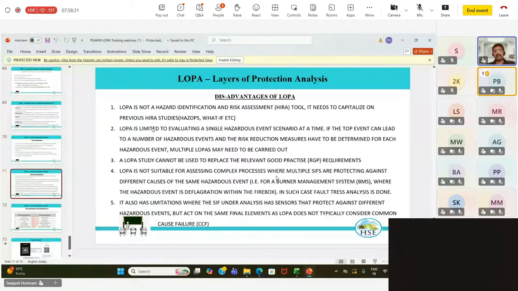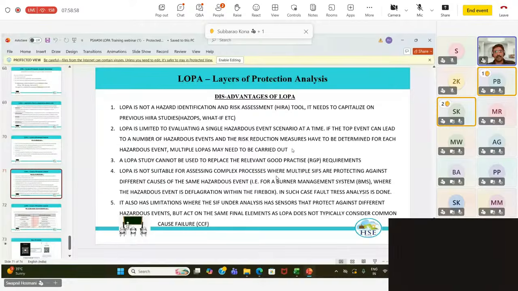LOPA is limited to evaluating a single hazard event scenario at a time. If the top event can lead to a number of hazardous events, and the risk reduction measures have to be determined for each hazardous event, you need multiple LOPAs. That's what I was saying: if you have multiple consequences leading to multiple events, they have to be addressed separately through a separate LOPA exercise. You cannot do a common mixture of all of those things, in which case you will get an absolutely wrong result. So it has to be dealt with independently for independent initiating events.